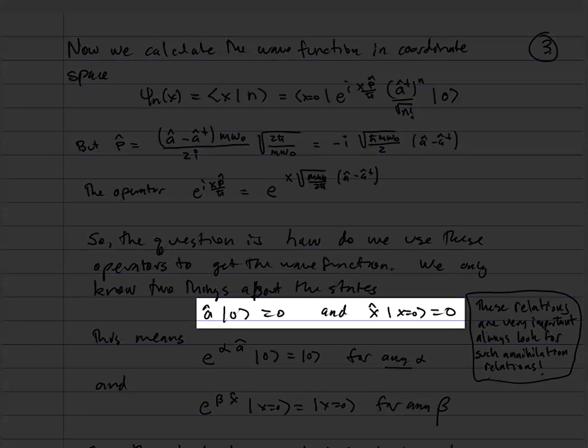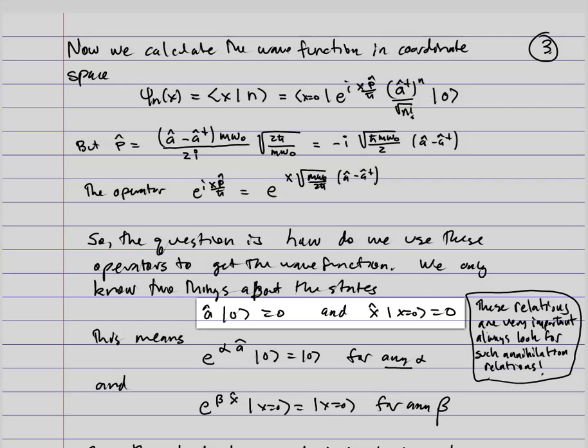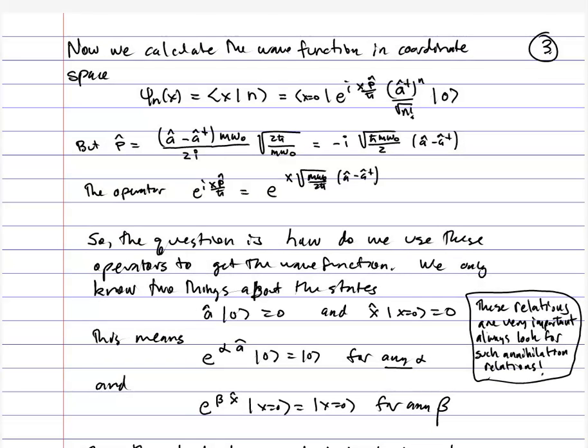We know that the ground state is annihilated by the A operator, and we know that the state x equals 0 is annihilated by the x operator. Now, you might think it a little bit weird of me to say that the x operator can act as an annihilation operator, but it does for the position eigenstate at the origin. These annihilation relationships are extraordinarily important in quantum mechanics. We always look for such annihilation relations. That is how we get our work done, that plus operator identities, and you're going to see how that works.